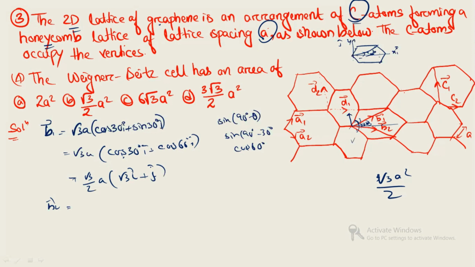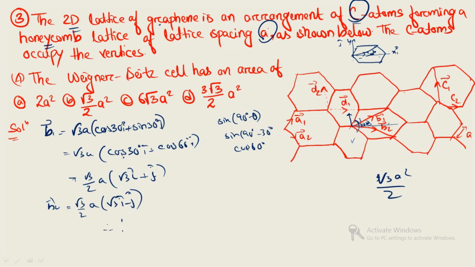Now when you resolve B2, one is this side, other one is this side. So directly you can write root 3 by 2 a (root 3 i cap minus j cap). If you have a good knowledge of vectors, you will not have any problem. So if you are having any problem, just go and see the entire vector chapter.